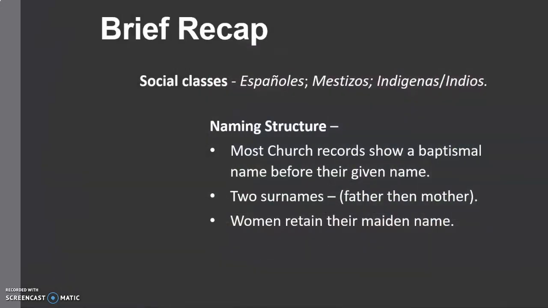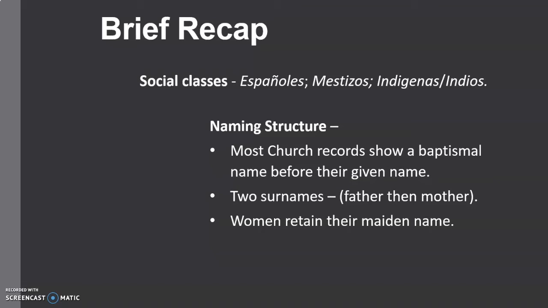Now the brief recap. Remember, there are social classes. You will see on your records that everybody has a label, so everybody is in a different class. You've got your Españoles, your Mestizos, your Indígenas, your Indios, all sorts. These are just a very few of the many different types of classes out there. So just know that everyone is in a different class.